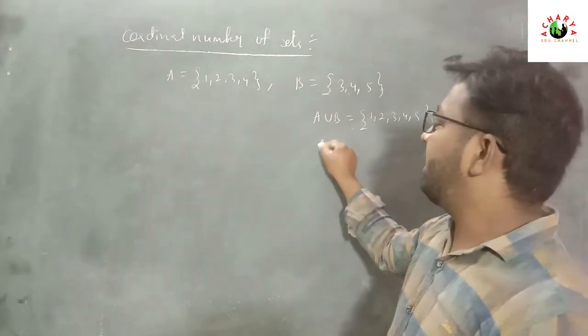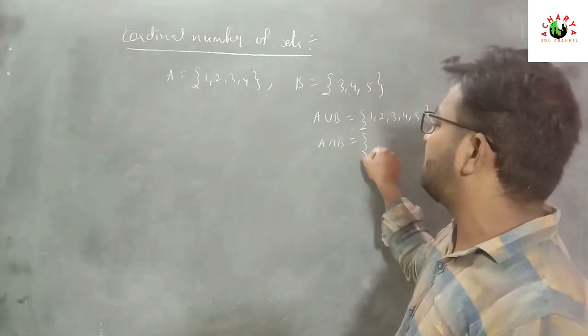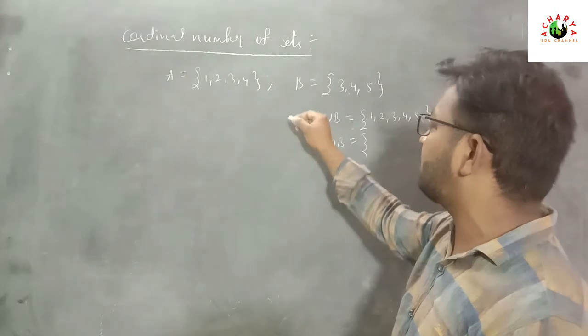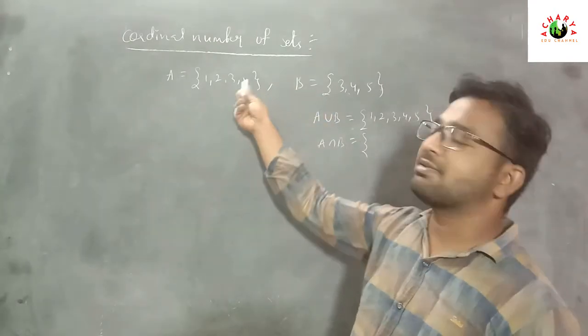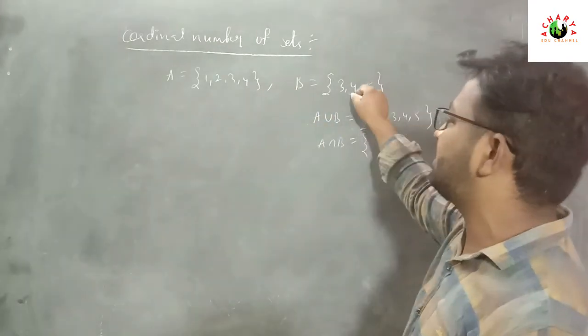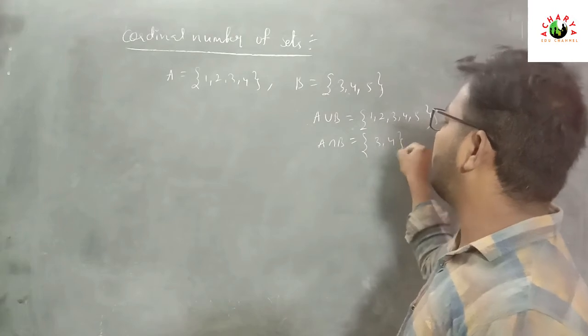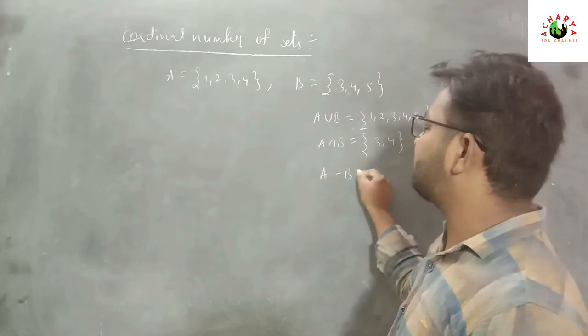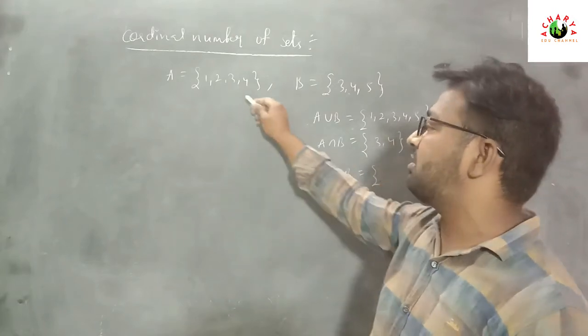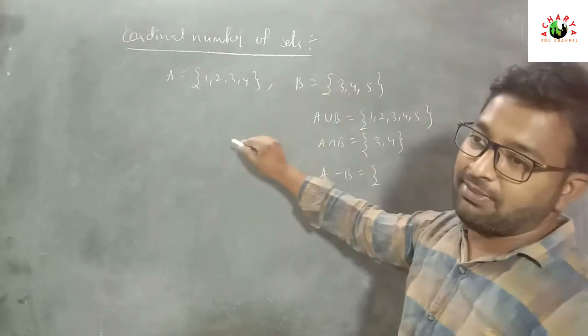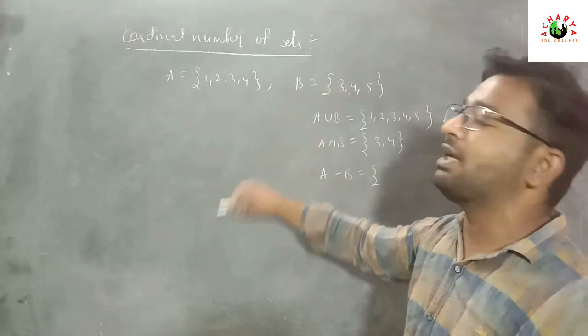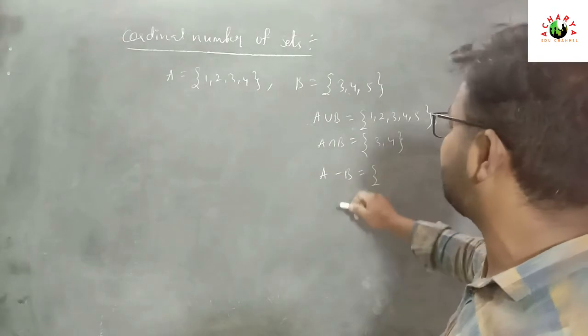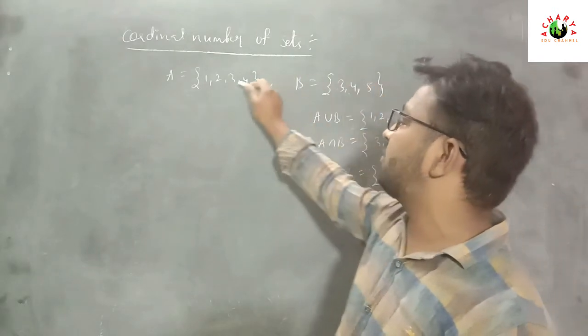Next, A intersection B is equal to what? Intersection means the common elements of both sets, that is 3, 4. Next, A minus B: cancel the same elements and write the remaining elements of set A. So here 3, 4 get cancelled.